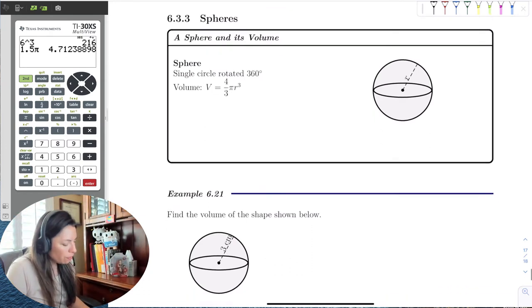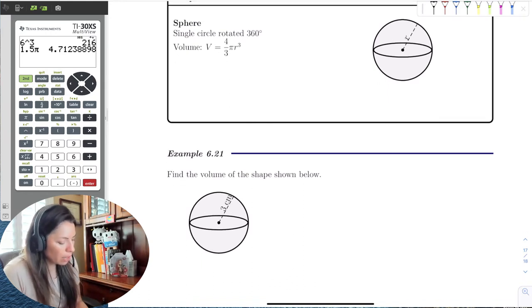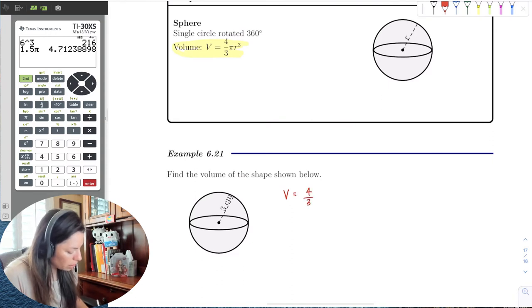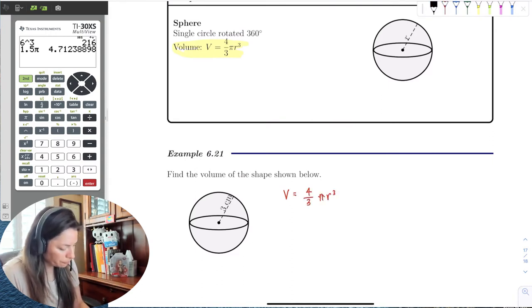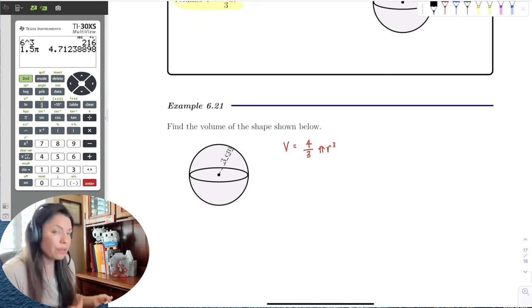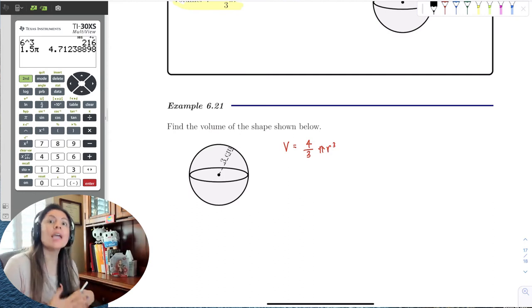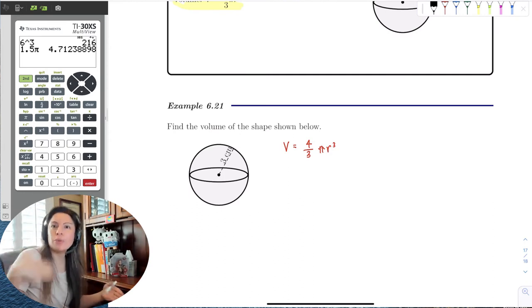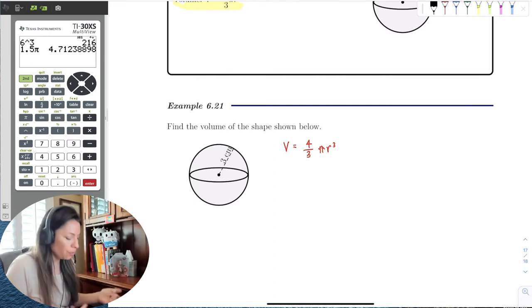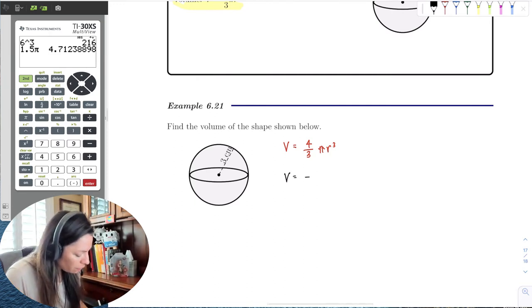And so if we just do the volume here, the volume of a sphere has its own little entity, right? The volume of a sphere is 4/3 pi r cubed. So for spheres, it's really nice because the only dimension we need is the radius. Unlike all the other ones, where we needed three dimensions, here we only need to know the radius. So the volume here is 4/3 pi and then 3 centimeters cubed.